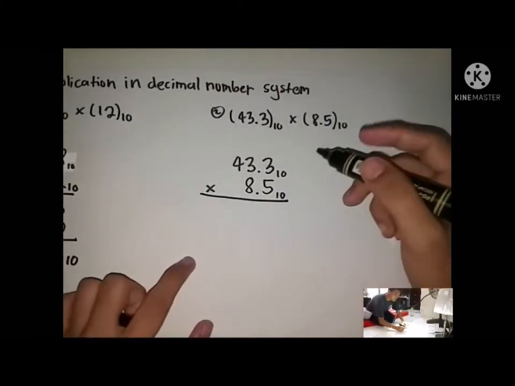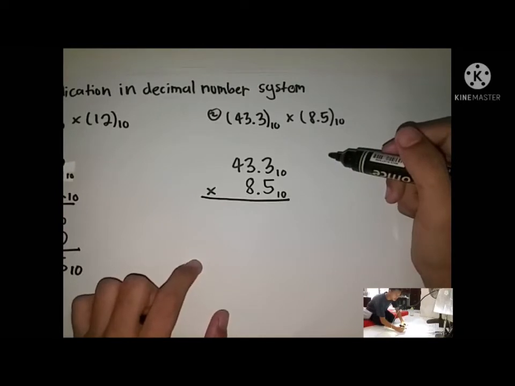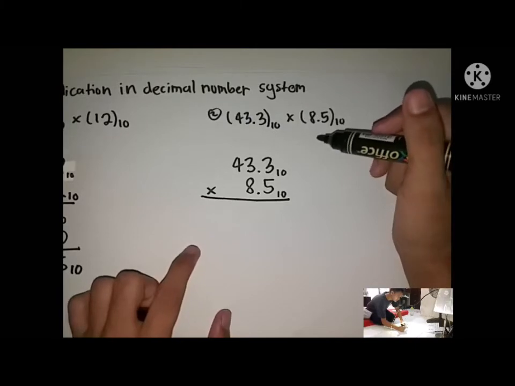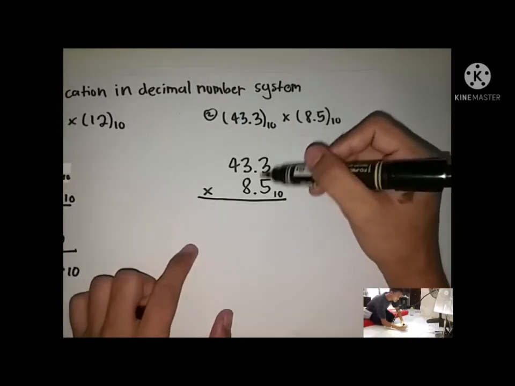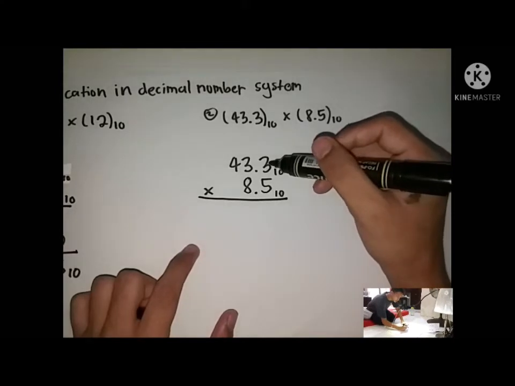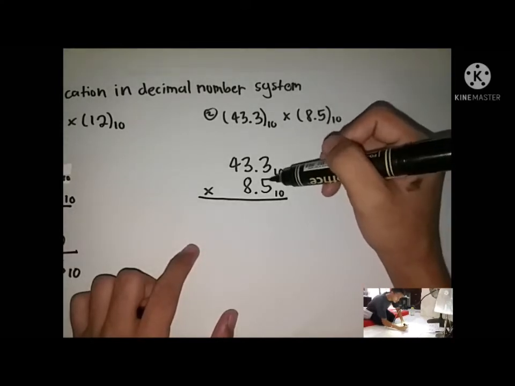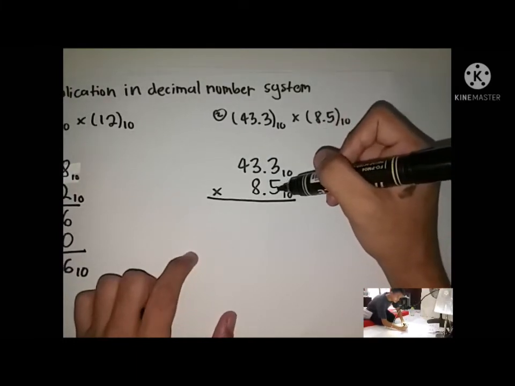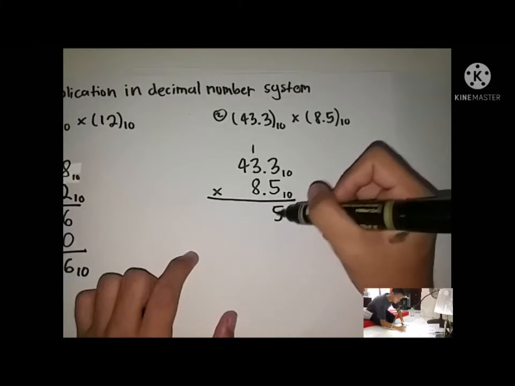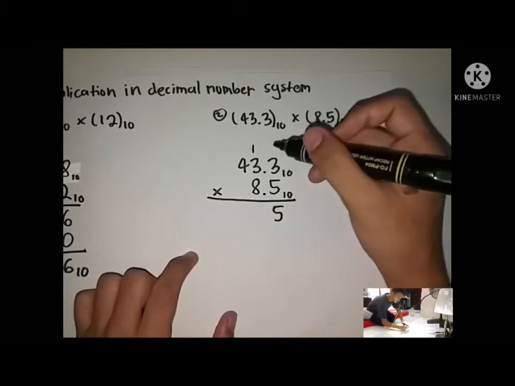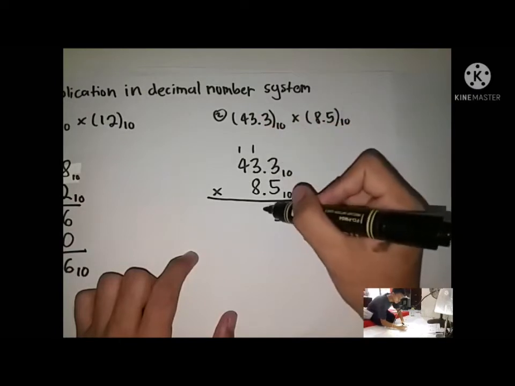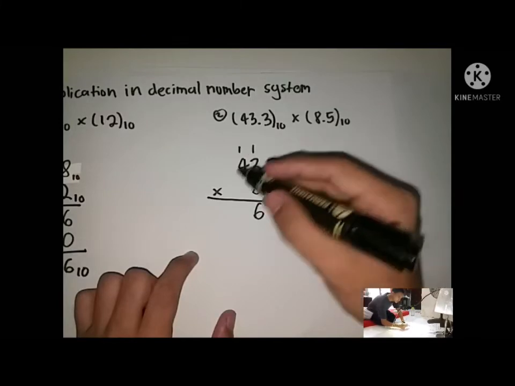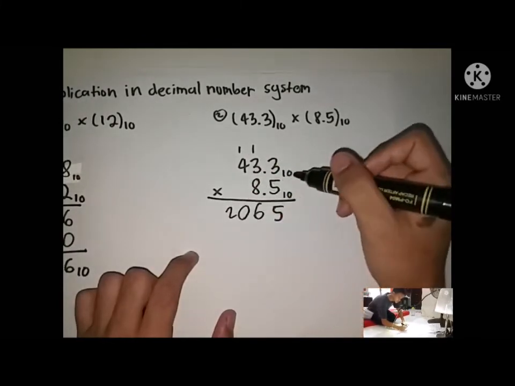So let's proceed to multiplying two decimal numbers that contain a decimal point or fraction. First we need to multiply 5 by 3, and 5 by 4. First we multiply 5 by 3. It gives us 15, then 5 multiplied by 3, 15, then plus 1, 16. Then multiply 5 by 4, it gives us 20, plus 1, it gives us 21.